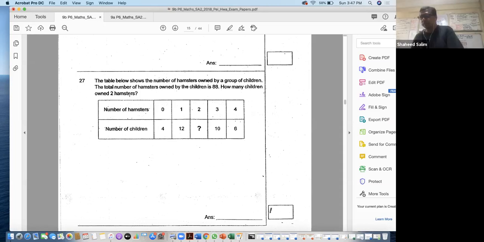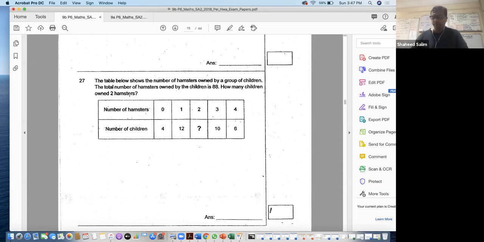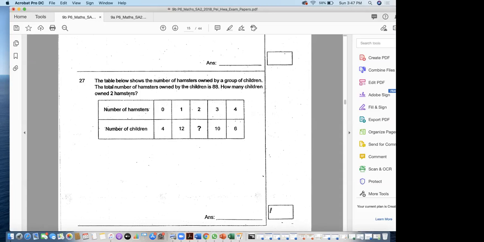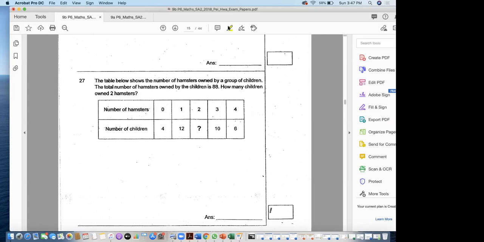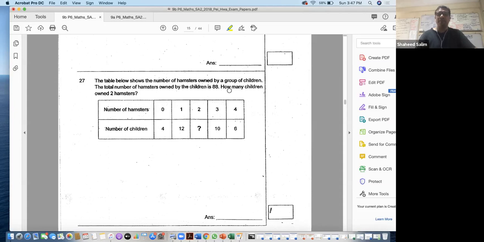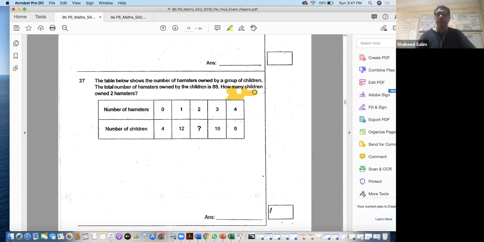Okay. You got it? What's the answer? I don't understand. Do you know what a hamster is? There are 88 hamsters. So you count. Those children who own 4 hamsters: how many children own 4 hamsters, Diana? 6. So altogether, 6 children will have how many hamsters? 6 times 4 is 24. Okay, so you write 24 here.